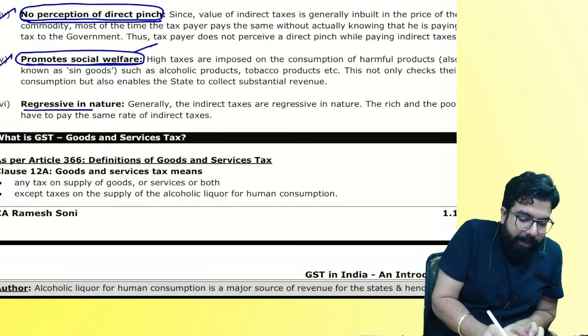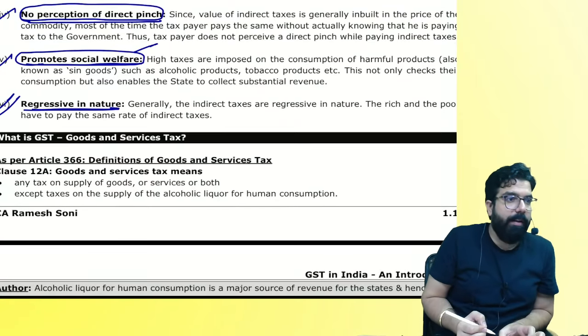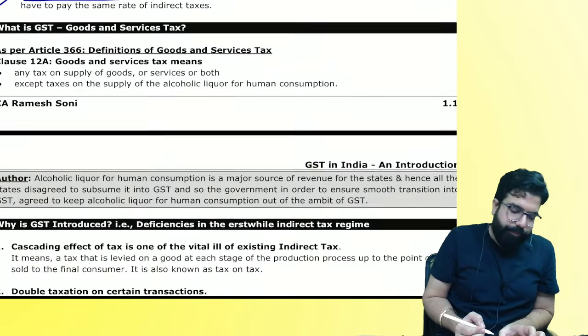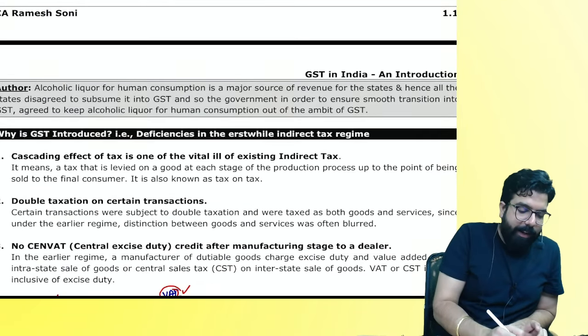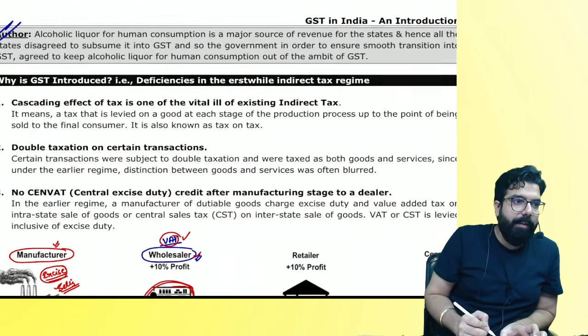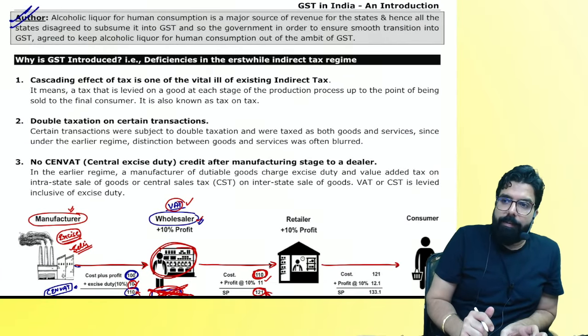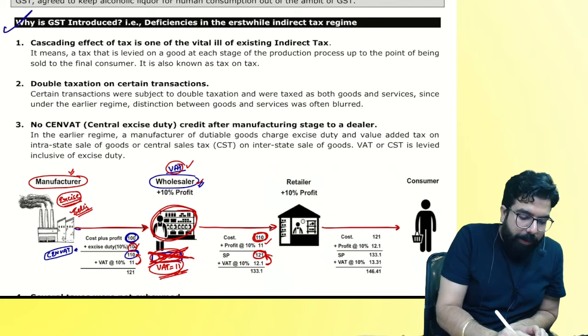Next. It is regressive in nature. Are we all clear till here? Indirect tax is regressive. What is GST? Did we learn about the article? Did I tell you the story of why alcohol pays? Next, why was GST introduced? What was the problem in the earlier tax system?